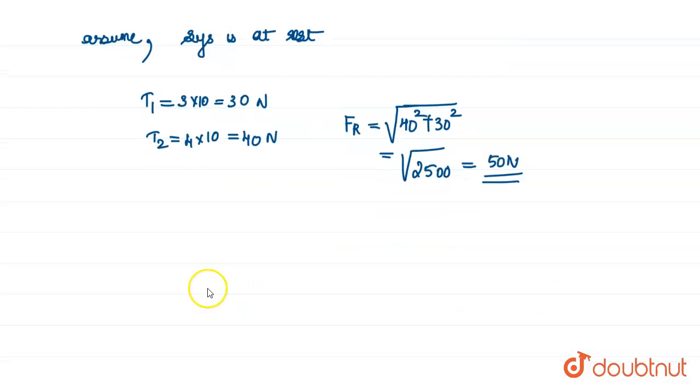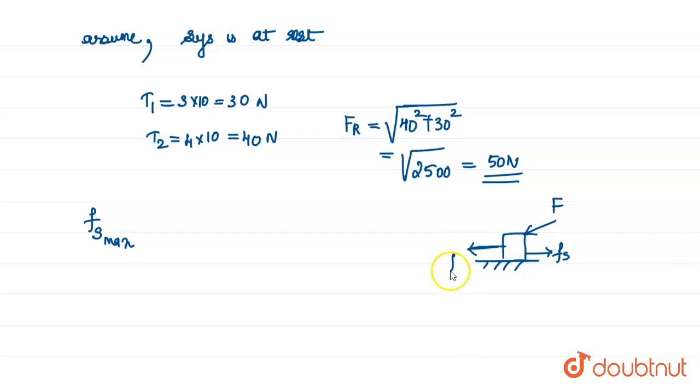What about the maximum static friction? What is meant by static friction? Suppose this is a horizontal surface and I am placing an object here. I am applying a force in one direction, and static friction acts in the opposite direction. In this direction the body will move, that is the motion.